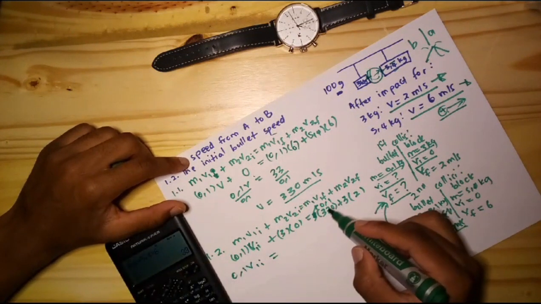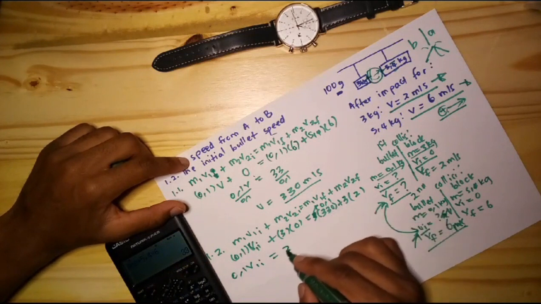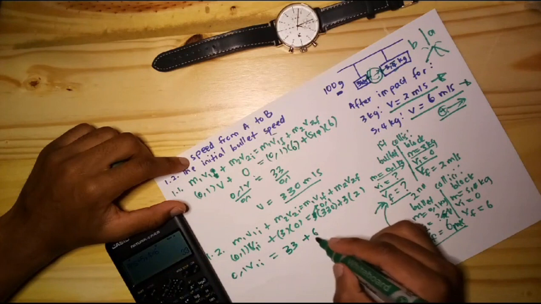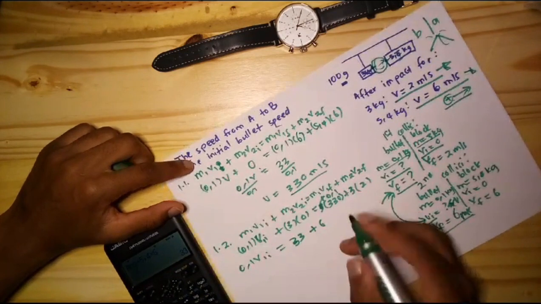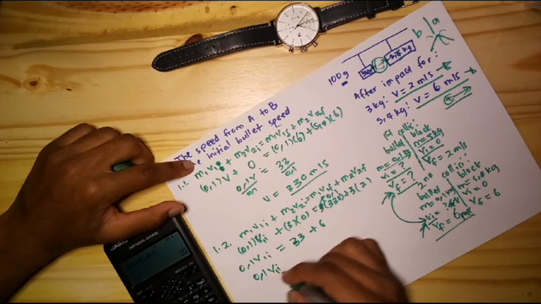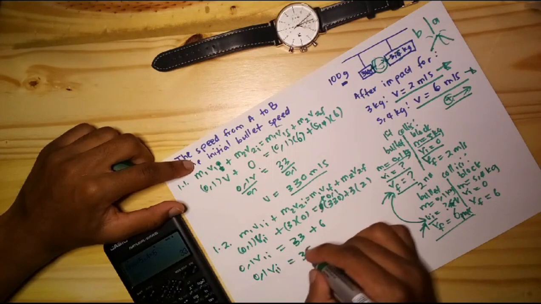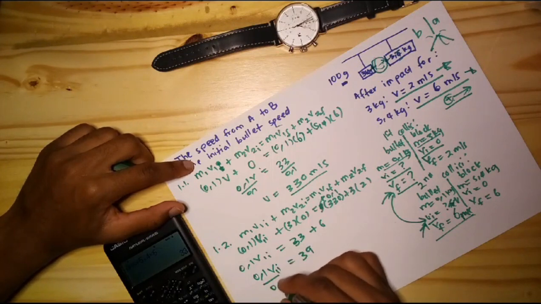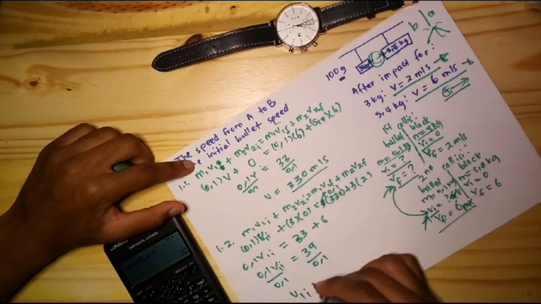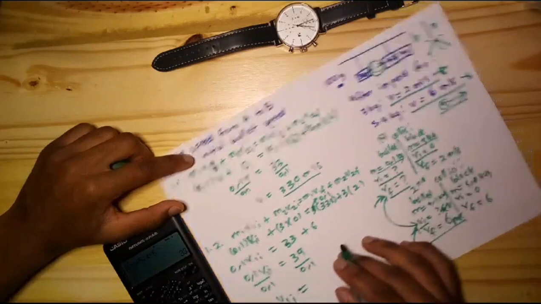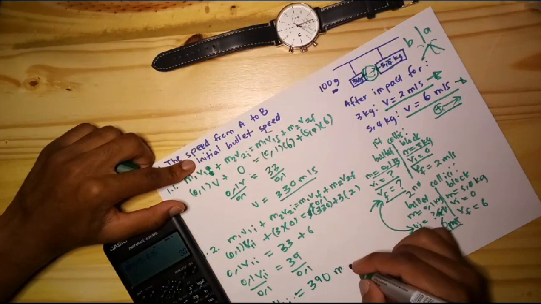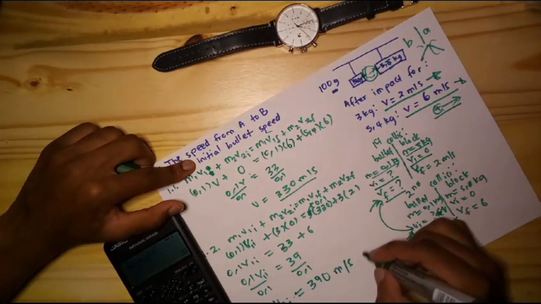Well, you're multiplying 0.1 with this, henceforth you're going to be getting 33 plus what? Plus 6. How much is that? It's going to give you 39. So 0.1 v1i is going to be equal to 39. You divide both sides by 0.1, unnecessarily, I just do it because I want to make life easy. And you get an initial velocity of 390 meters per second.